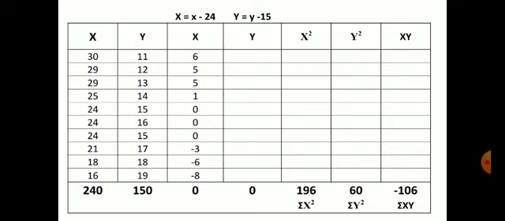Don't calculate the summation capital X and summation capital Y, since we know that the deviation taken from the actual mean is always 0. Don't worry. What we have to find is capital X square, capital Y square, and capital XY. You should get values like capital X square is 196, capital Y square is 60, and capital XY is minus 106.